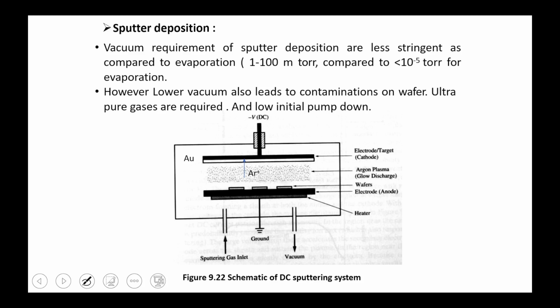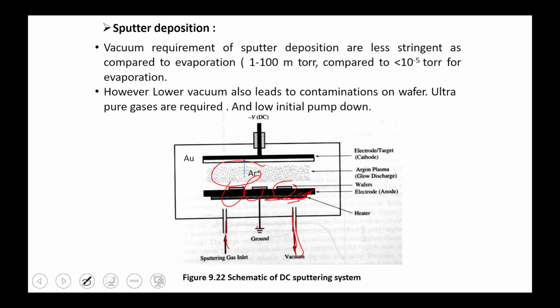So in sputtering, this is the argon. There is argon, with bombardment in the argon plasma glow discharge. This is the vapor, and this is the electrode or cathode, with a positive high voltage between the electrodes. We make the ground, and this is the sputtering gas inlet for argon. This is the vacuum pump, and this is the heater that heats the substrate. This is the substrate.